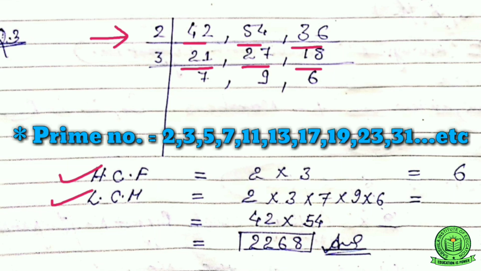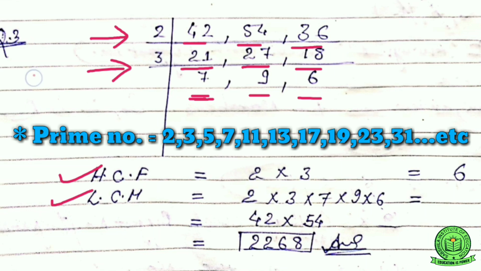21 cannot be divided by 2, so don't take 2, go to the number 3. So if you divide 21 by 3, then you'll get what? 7. If you divide 27 by 3, then you'll get what? 9. If you divide 18 by 3, then you'll get what? 6. So 7 I have got. 7 is a prime number, so we have to stop.